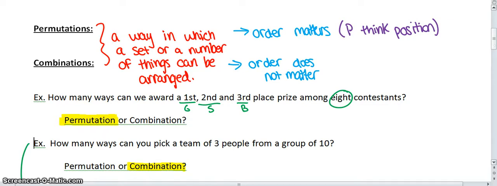So it's a way in which we count how many things can be arranged. Like I'm counting how many different ways 8 contestants can be put in a first, second, and third place. In a permutation, order matters, so first, second, third is different than third, second, first. And in a combination, order doesn't matter, so I just pick a top 3.